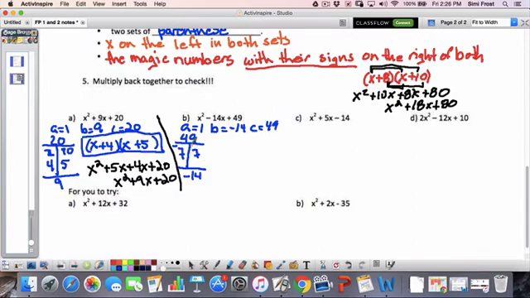But if I make them both negative, well, now I have negative 7 times negative 7 equals 49, because a negative times a negative is a positive. And negative 7 plus negative 7 does equal negative 14. So there we go. There's my magic numbers. I forgot to circle them in the last one here. Those were the ones in the last one.